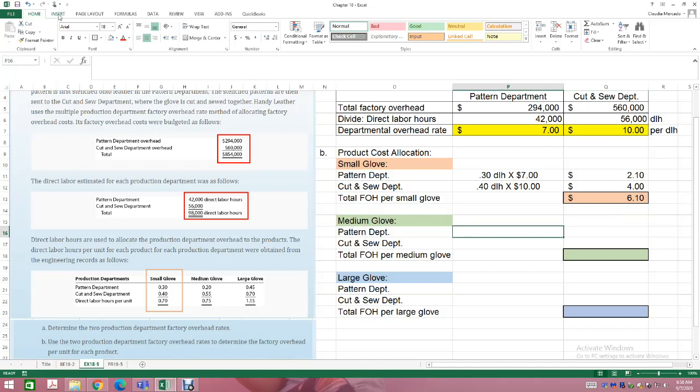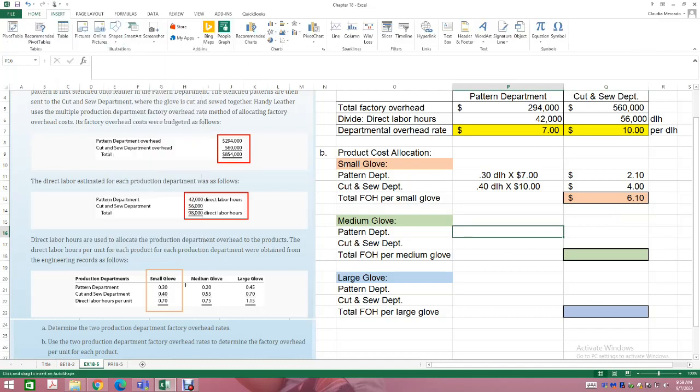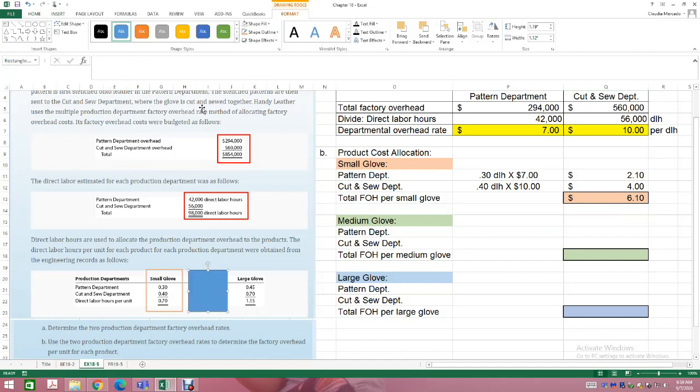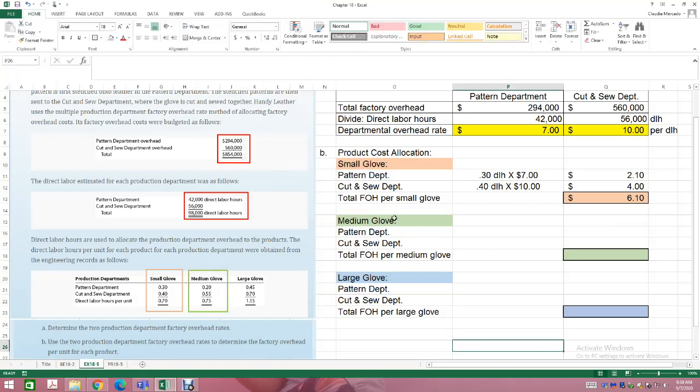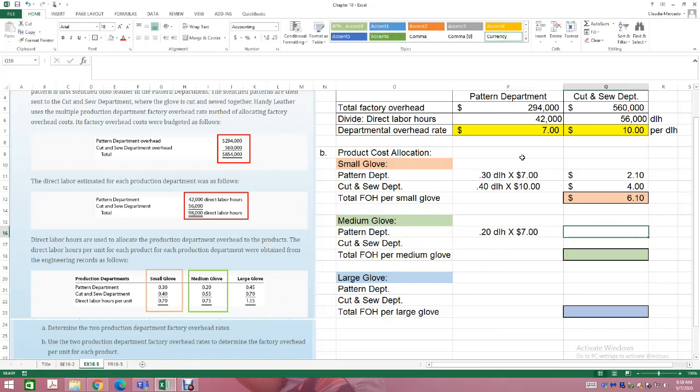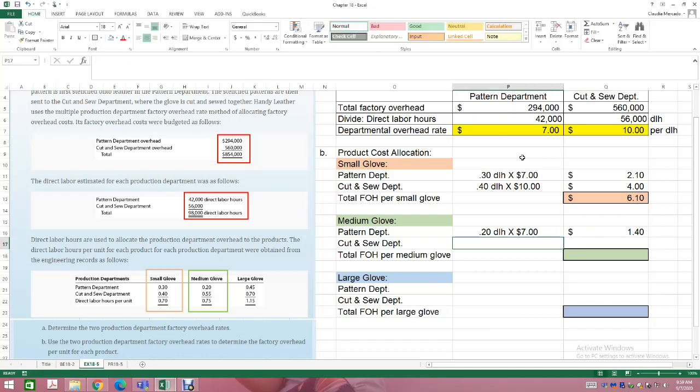Now for the medium glove, we're going to use the information over here. The medium glove is color green, so we can color coordinate. Medium glove goes right there. We start off with the pattern department. For the medium glove, we spend 0.20 direct labor hours, and the pattern department overhead rate is $7. So 0.20 times $7 gives me $1.40.